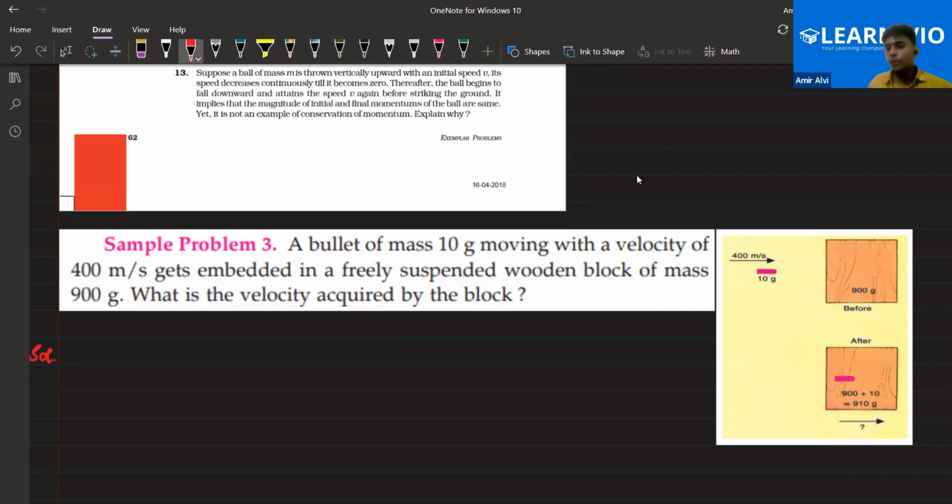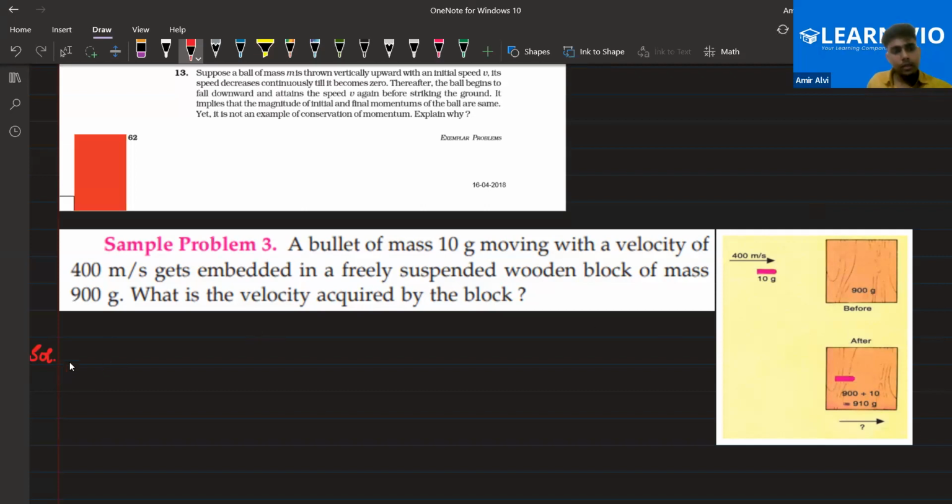As you can see, before the collision the block was at rest. There was no movement at all in the block. But once the bullet hits the block, there will be a movement in the block. Clear? It means that some portion of speed is transferred to the block as well.